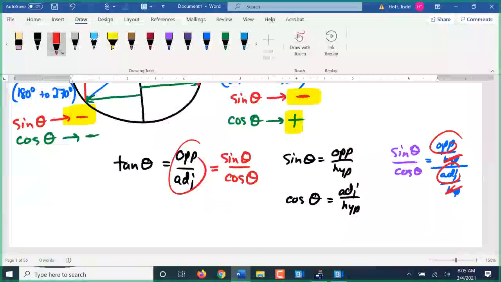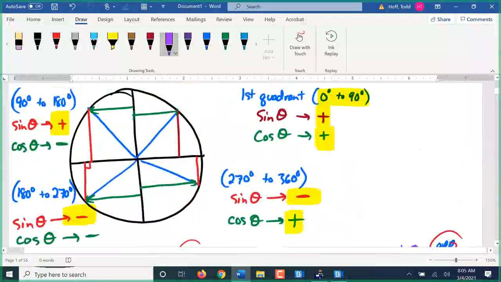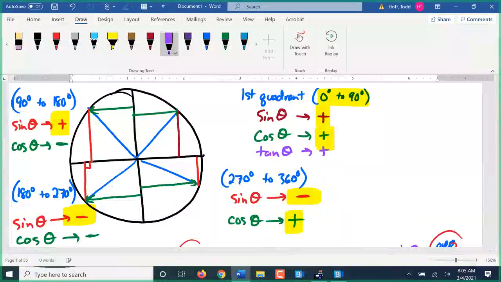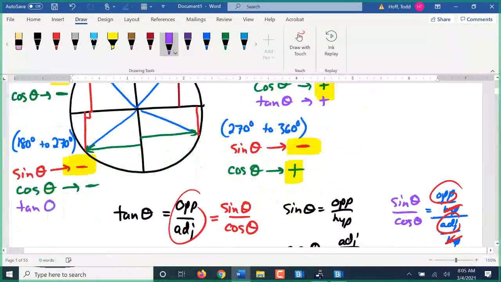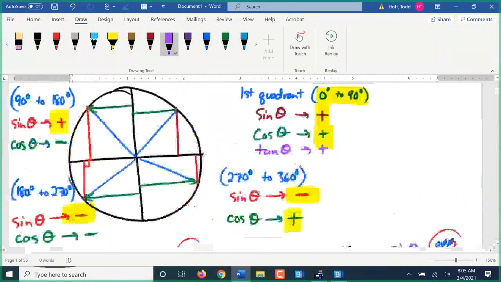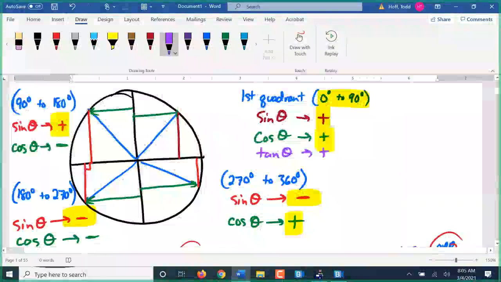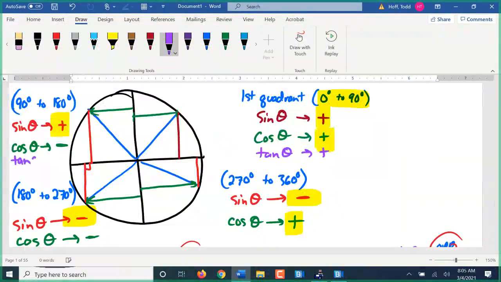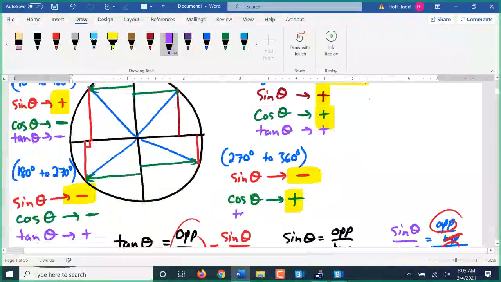Why do we care about that right now? Because we want to know where the tangent is positive or negative. The tangent will be positive where both the sine and the cosine are positive, and it'll be positive where both of them are negative. Remember, when we divide a positive by a positive, it's positive. But also, if we divide a negative by another negative, it's positive. And if we divide a positive by a negative or a negative by a positive, that's a negative. So the tangent is negative where the sine and cosine are one positive and one negative.